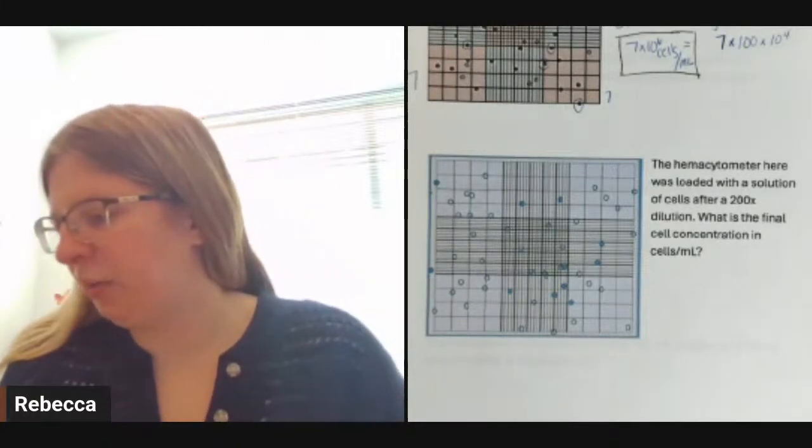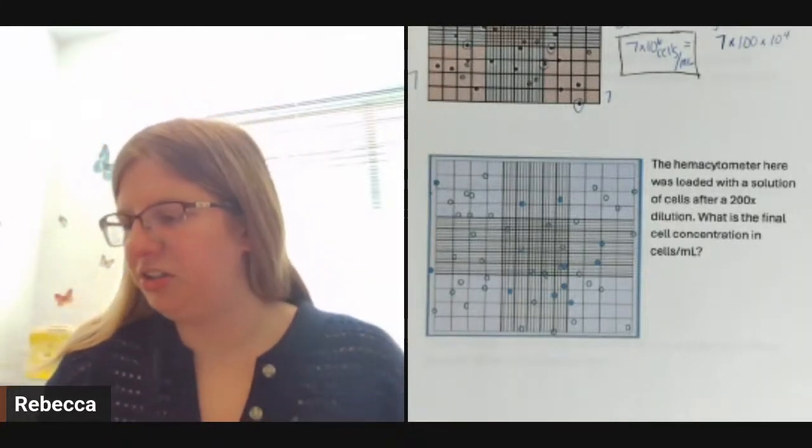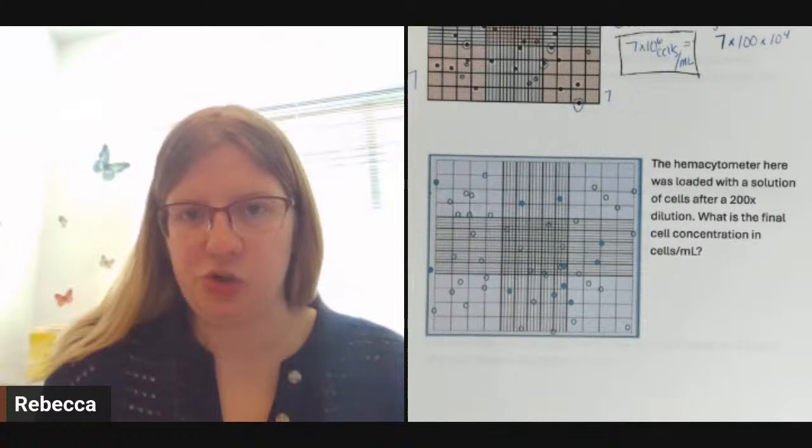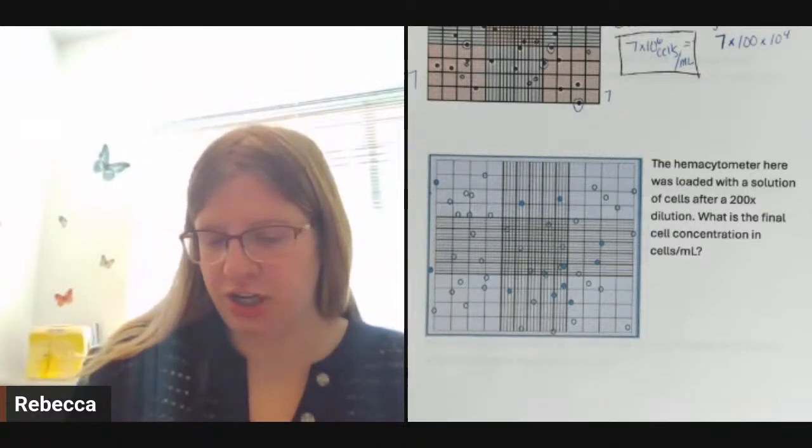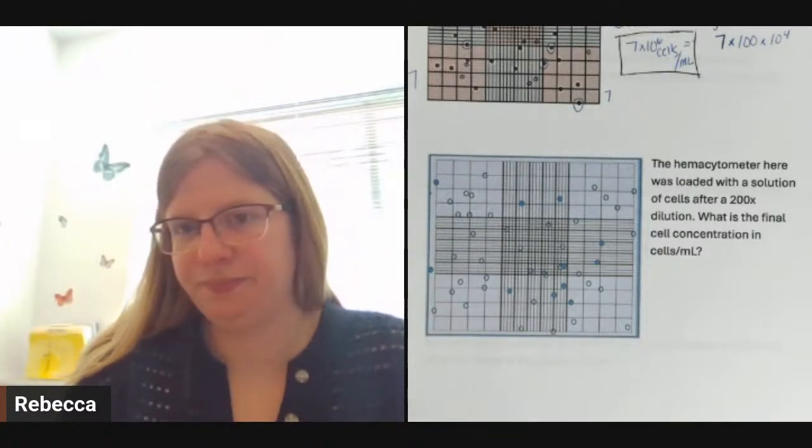So this problem reads, the hemocytometer here was loaded with a solution of cells after 200 times dilution. What is the final cell concentration in cells per milliliter? Okay.